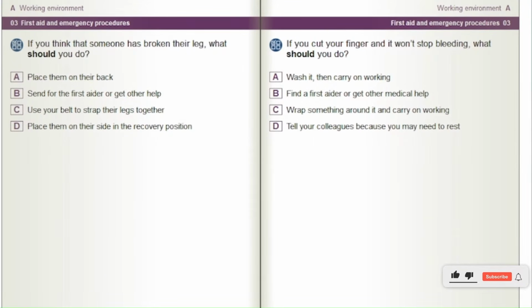If you think that someone has broken their leg, what should you do? Place them on their back. Send for the first aider or get other medical help. Use your belt to strap their legs together. Place them on their side in the recovery position.